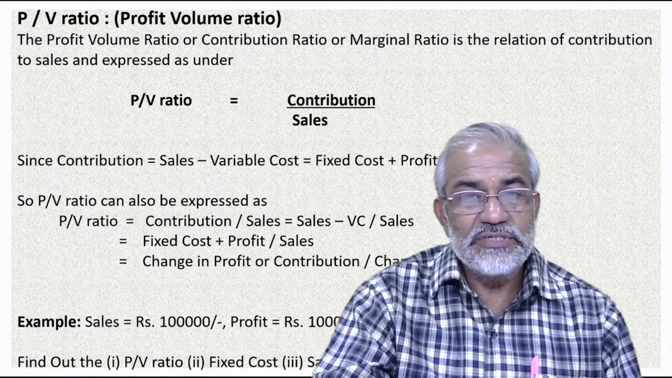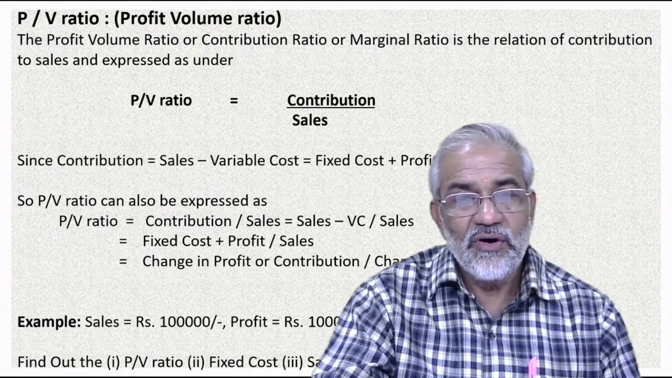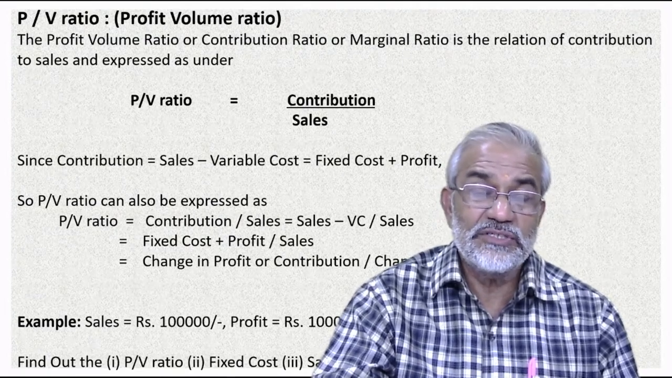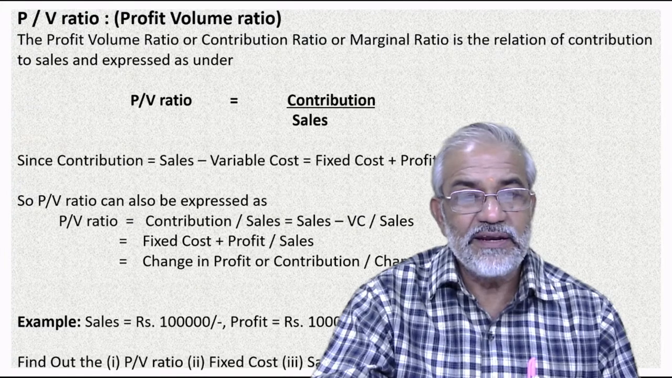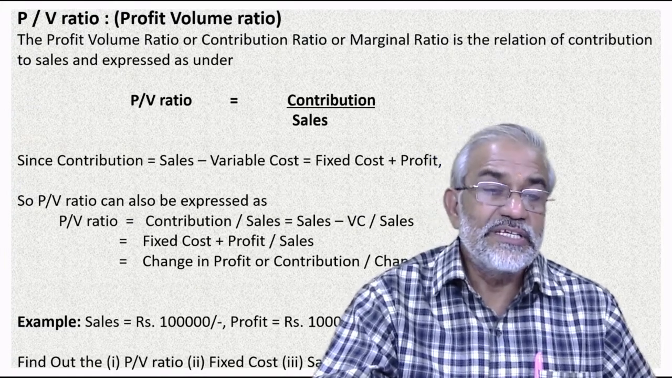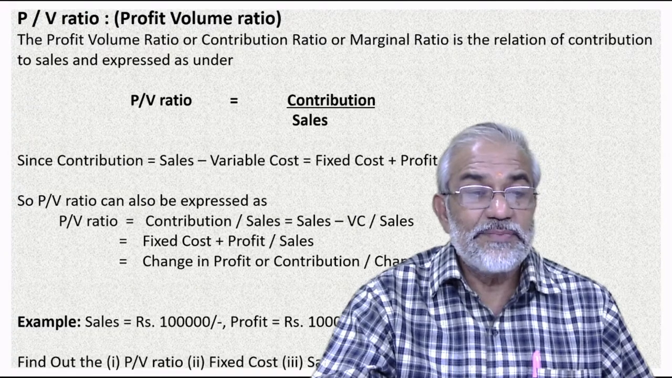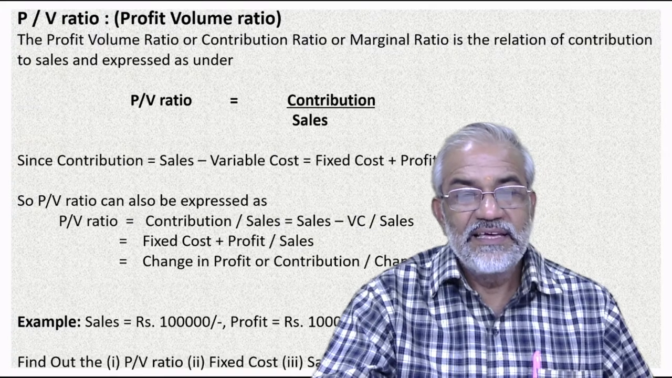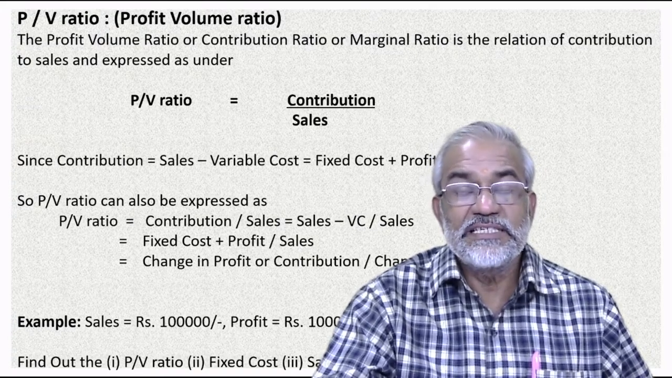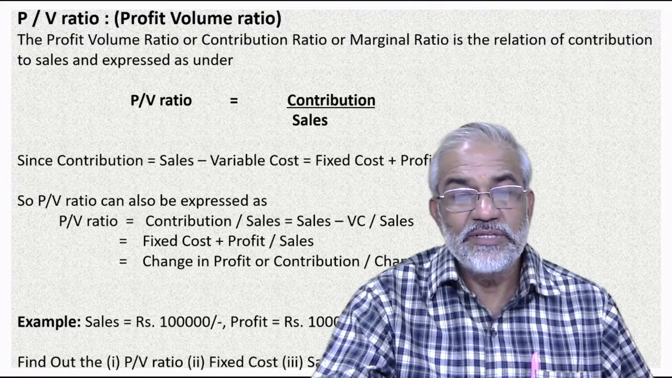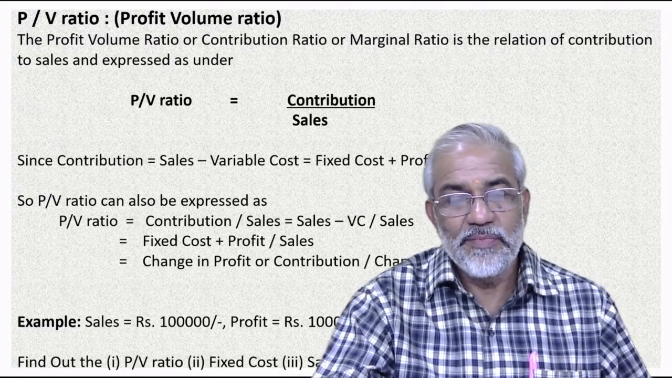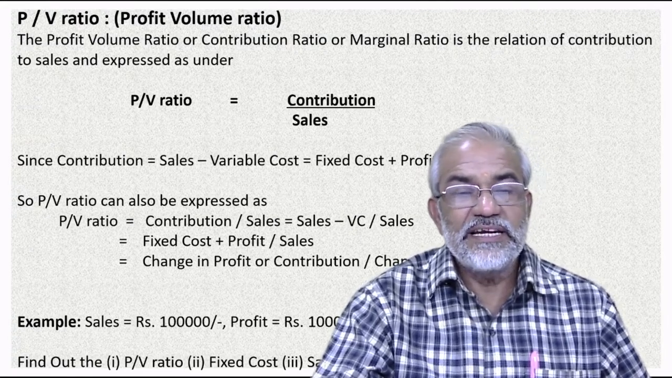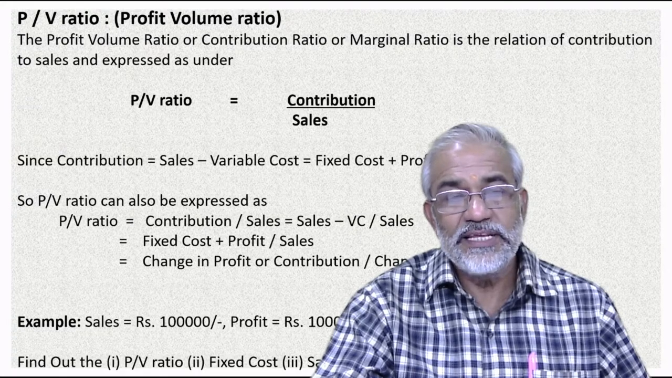Since contribution is equal to sales minus variable cost, or fixed cost plus profit, it is one and the same. Sales minus variable cost, and fixed cost plus profit, would be the same figure, and that is what the contribution is. So the PV ratio can also be expressed as contribution divided by sales, which is equal to sales minus variable cost divided by sales. Fixed cost plus profit divided by sales would also give the PV ratio.